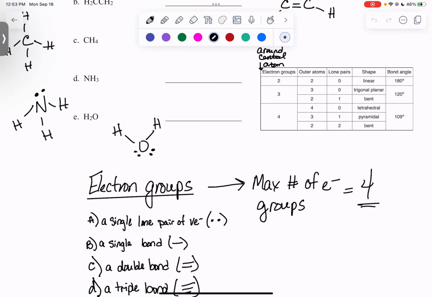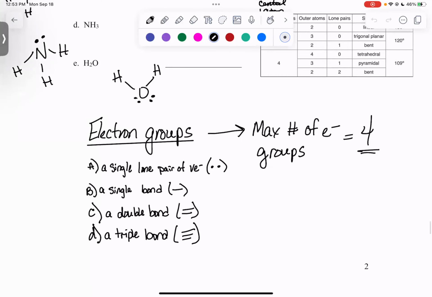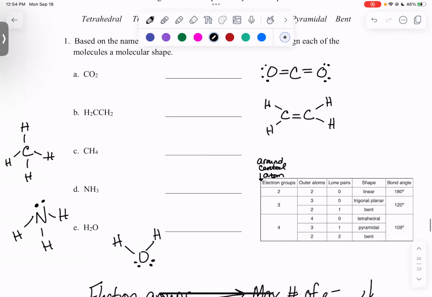The first column says electron groups. How many electron groups are around the central atom? Well, what's an electron group? An electron group could be a single pair of valence electrons, that's 2 dots. It could be a single bond, that's 1 line. Could be a double bond, that's 2 lines. Or it could be a triple bond, that's 3 lines. Each of these individual things is one electron group. The maximum number of electron groups that can fit around any atom without being an exception to the octet rule is 4, and that's what we're going to work with. We're not going to work with any exceptions.